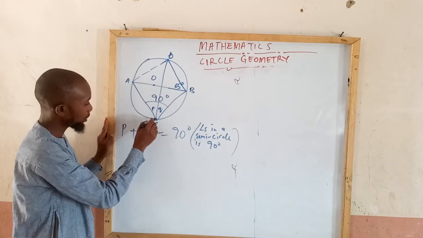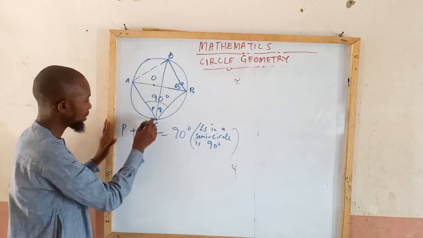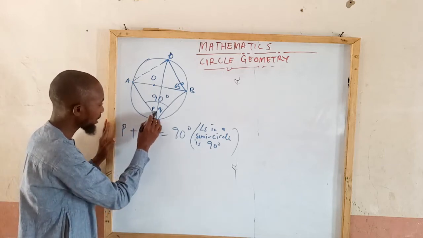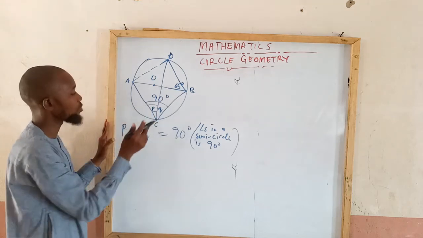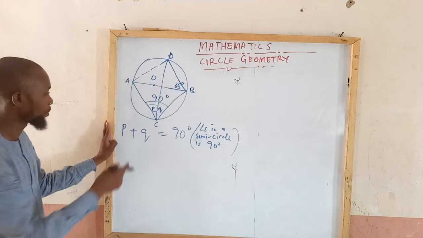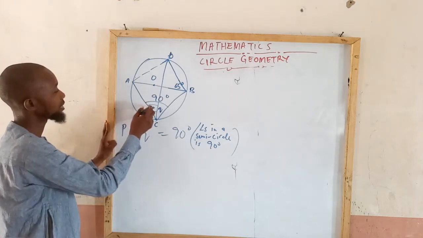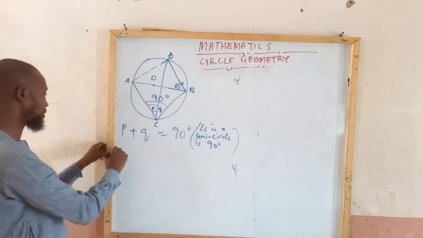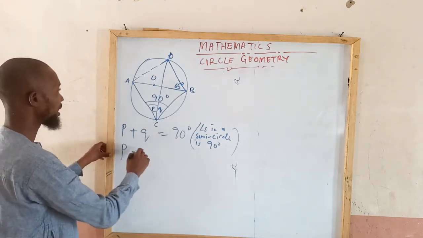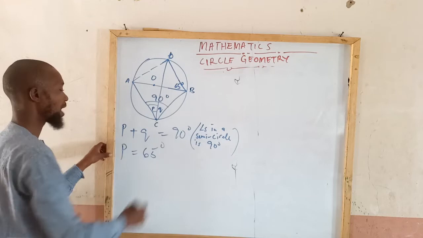Now at this point we are going to form a new angle. The angle formed is going to be the distance from here to here, which is the same thing as here to here. That distance is what we termed as P. So which means P shares the same chord as that of angle 65 degree. As a result, we say that P here is equal to 65 degree.